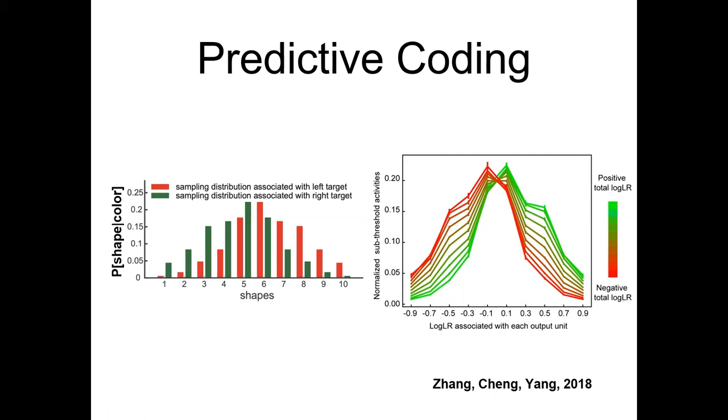channels actually would reflect the probability on the left. And you can imagine that when the network is very sure about the log likelihood ratio, if the network is very sure about the correct answer, let's say if the correct answer is green, and the log likelihood ratio is large in this case, you can see the whole distribution shifts toward right. So here on the y-axis, we are plotting the output of the 10 shape channels of this network.